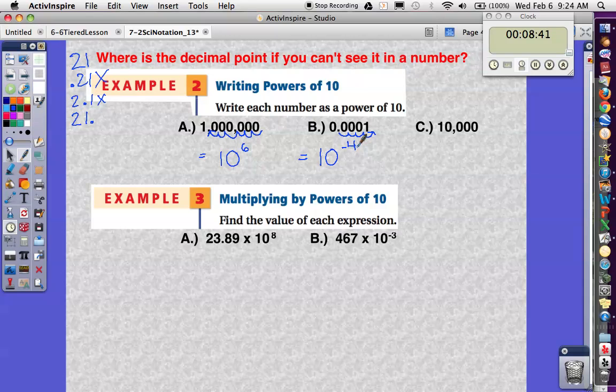Same thing here, guys. You're going to do C. You will enter this answer on your quick quiz after you do the notes. So pause the video if you need to. I'm moving on to example 3. For example 3, you're going to do B on your own. We're going to do A together.